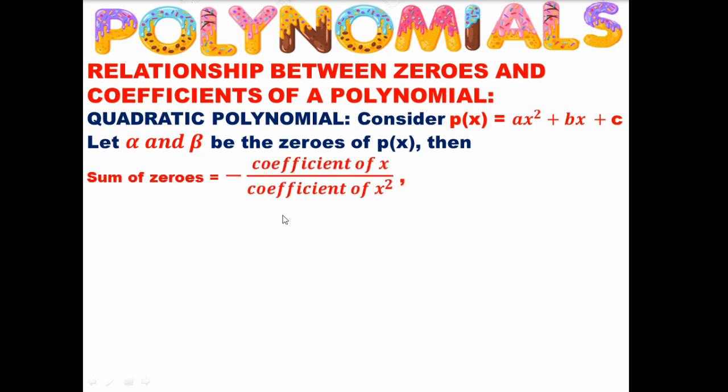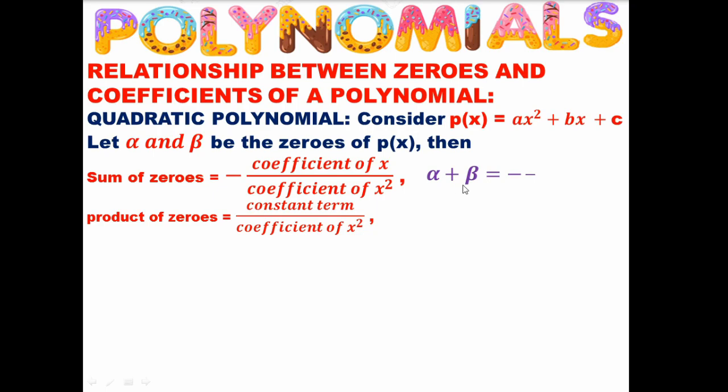Okay, now the relation between zeros and coefficients is given by: sum of zeros equal minus coefficient of x by coefficient of x square, and product of zeros equal constant term by coefficient of x square. That is, sum of zeros means here the zeros are alpha and beta, and the coefficient of x is b and the coefficient of x square is a. So I get sum of zeros, alpha plus beta, equal minus b by a.